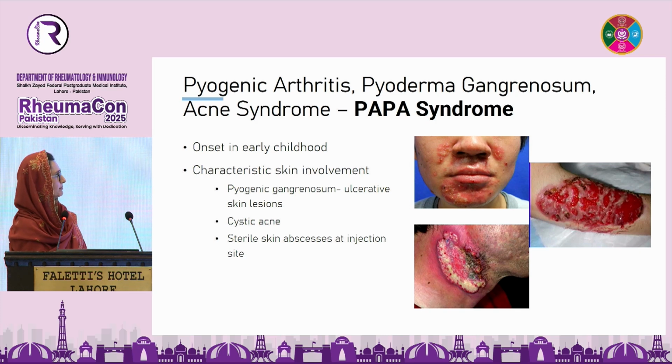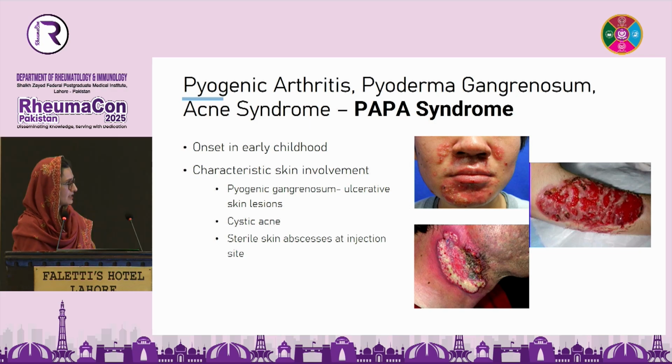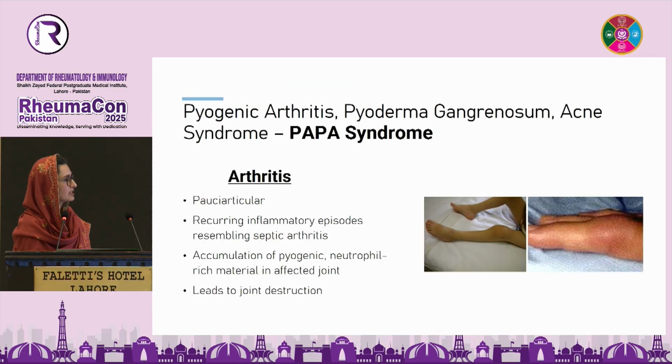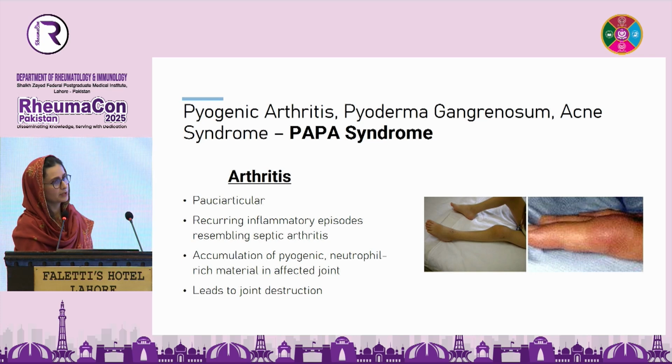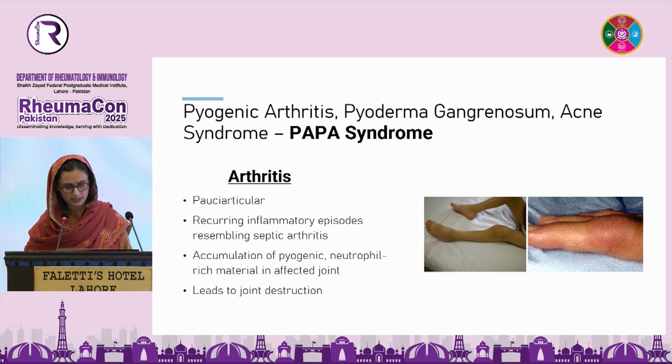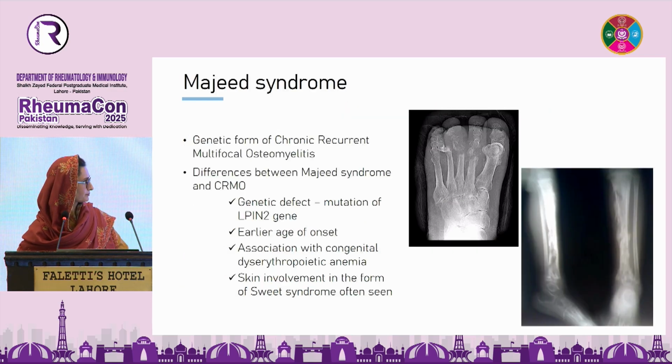So PAPA is basically a syndrome in which we encounter prominent skin lesions. Patients can present with pyoderma gangrenosum. Patients can present with prominent cystic acne, and they can have sterile skin abscesses, especially at injection sites. If we talk about arthritis, arthritis is usually pauciarticular. Recurring inflammatory episodes resemble septic arthritis. However, if we send the synovial fluid for cultures, there would be no bacterial growth.